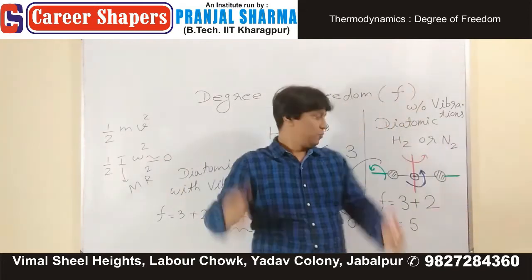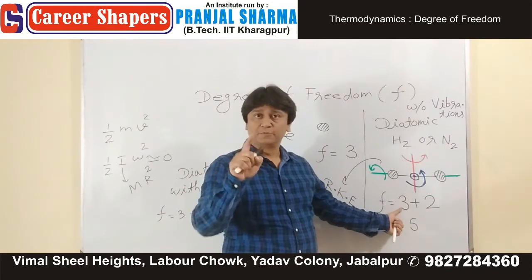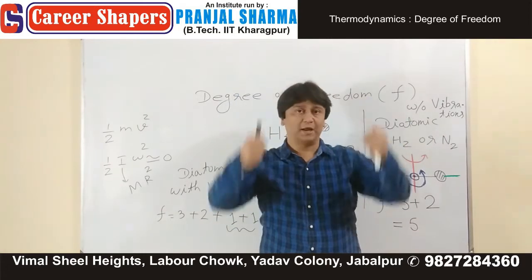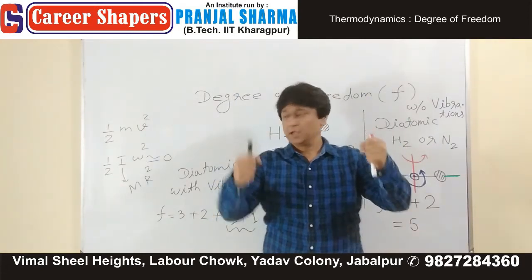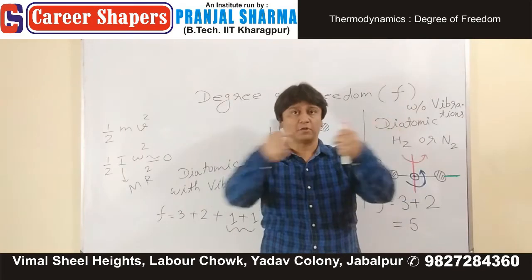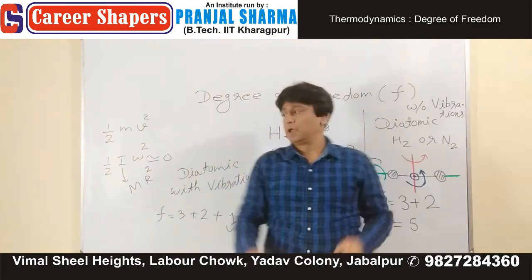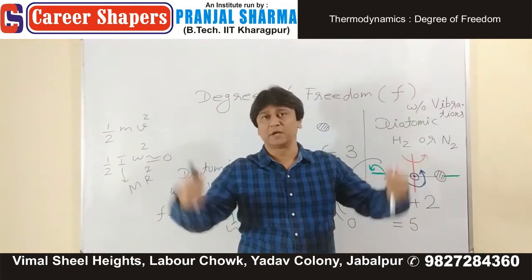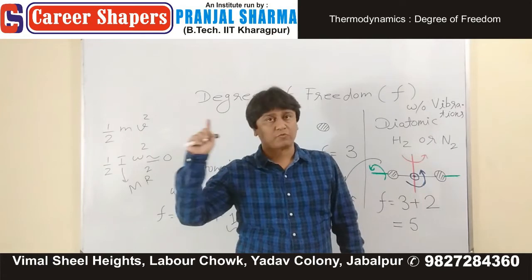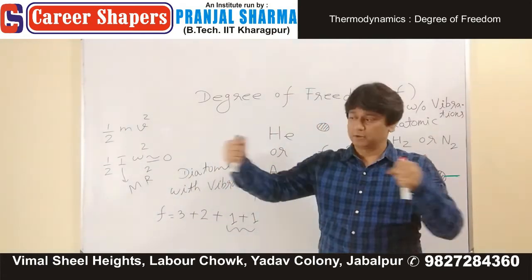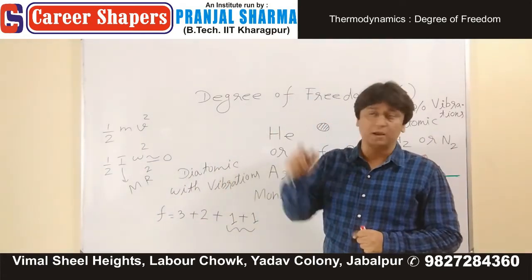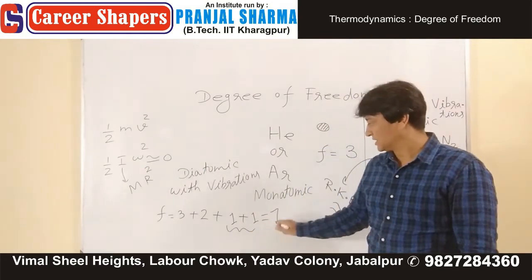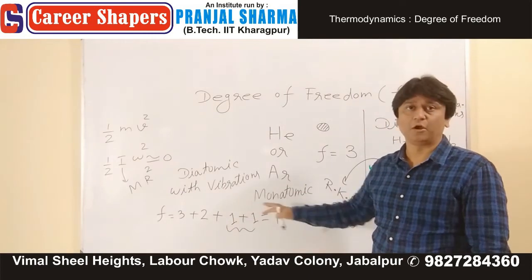Remember, this 3 is because of what? Movement along the x-axis, movement along the y-axis, movement along the z-axis. This one is for this movement. And when you have a spring and 2 balls are connected and the thing is oscillating, you're talking about translatory kinetic energy and that half kx square, giving us a total of 7 as degree of freedom.